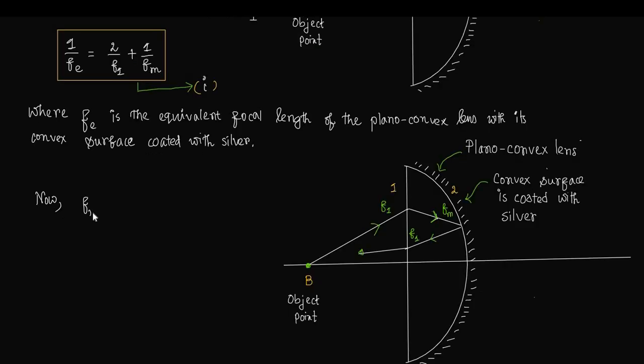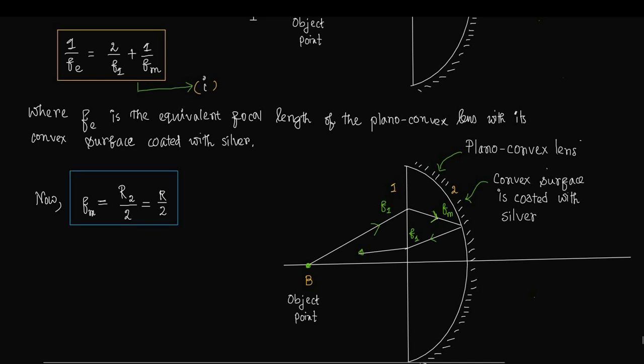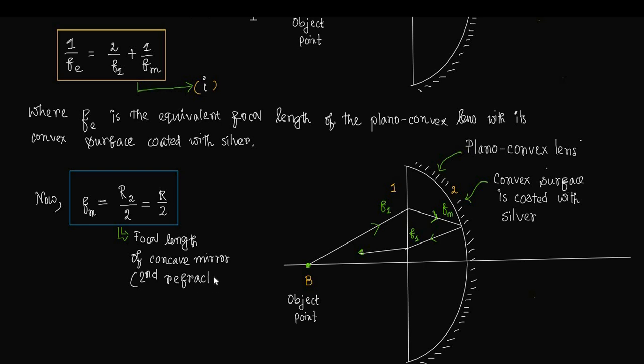Now the focal length of the concave mirror, fm, is equal to R2 divided by 2, where R2 is the radius of curvature of the second refracting surface of the lens, which is equal to R by 2, where we have assumed that R2 is equal to R. So fm is equal to R by 2, which is the focal length of the concave mirror, that is, the focal length of the second refracting surface coated with silver.